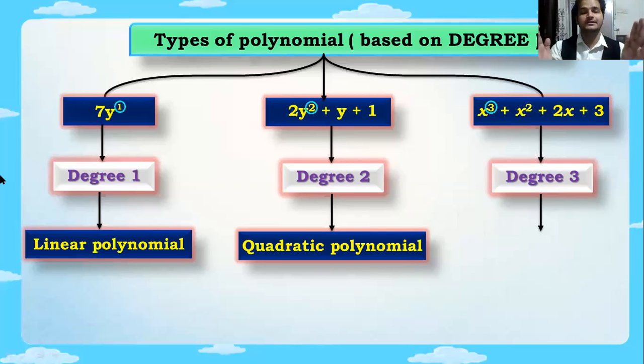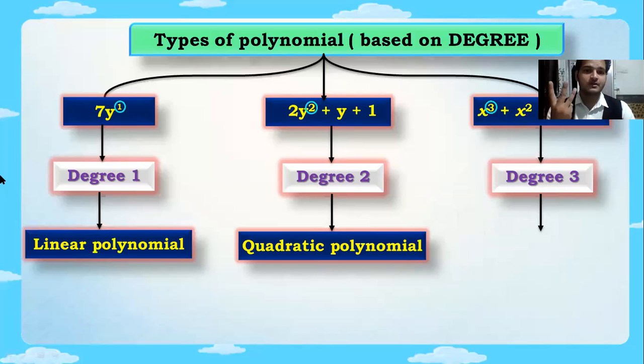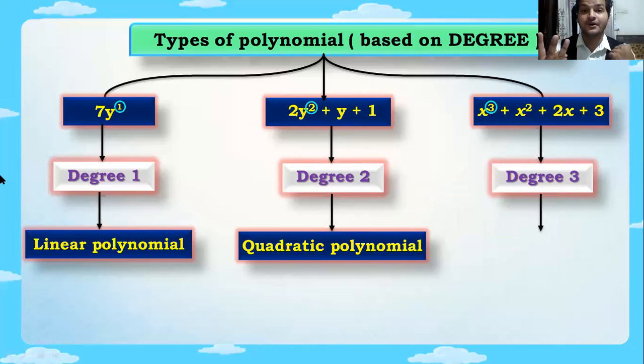So polynomials can be divided based on degree and based on term. On basis of term, you have monomial, binomial, trinomial. On basis of degree, you have linear, quadratic, and cubic polynomial. Are these two clear to all of you? Please confirm. Okay, we'll repeat once again.